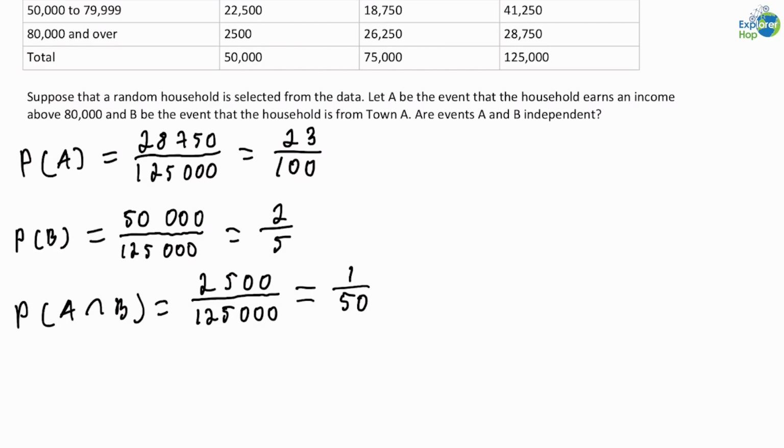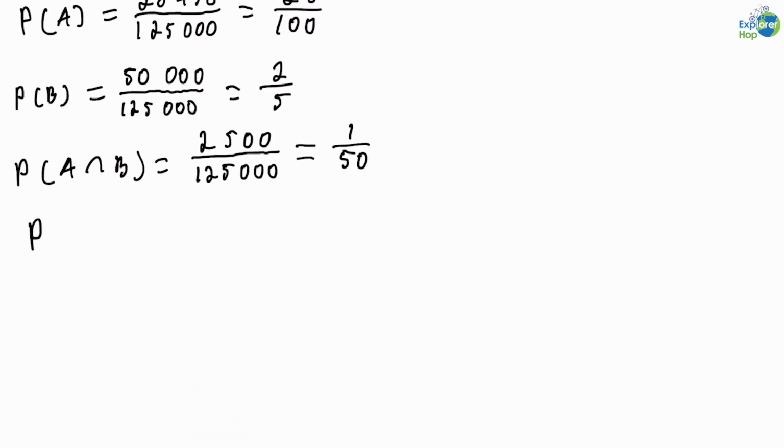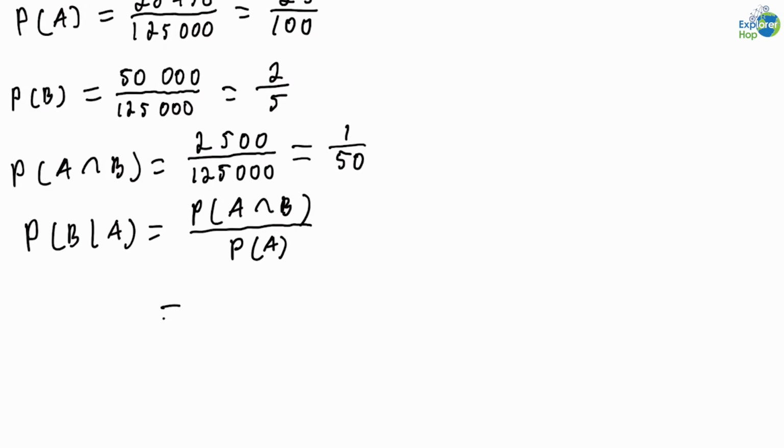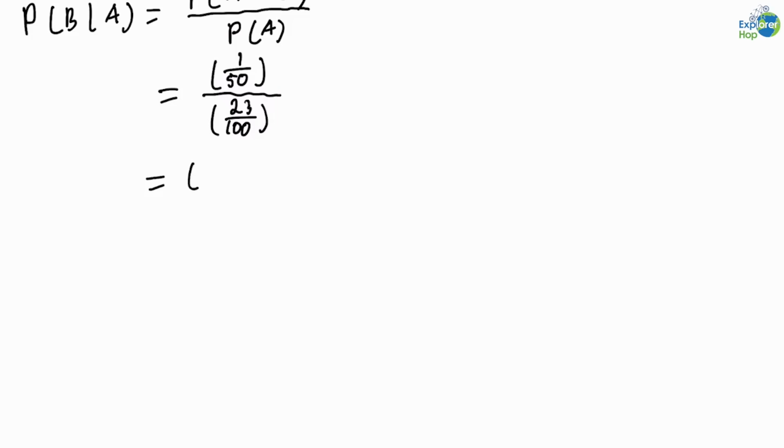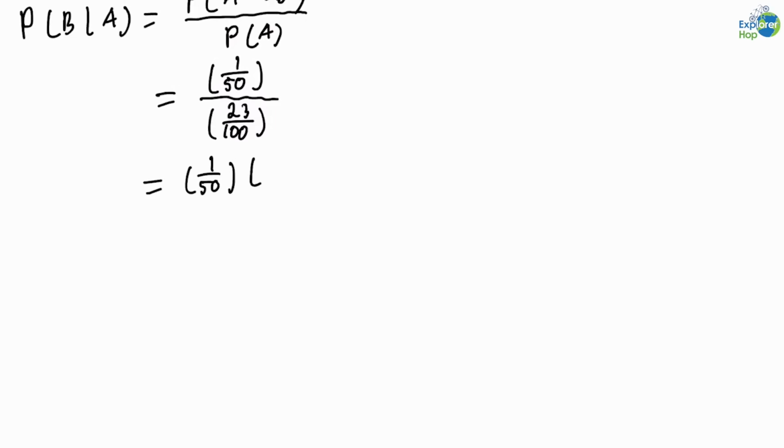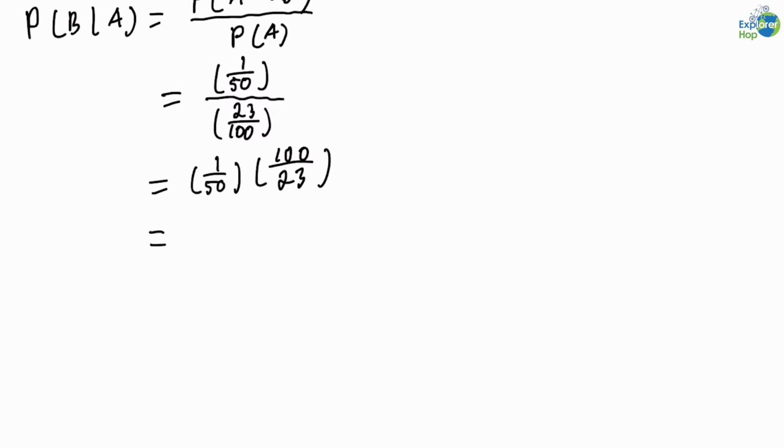And from here, we can now find the conditional probability of B given A. So the conditional probability of B given A is equal to the probability of the intersection of A and B divided by the probability of event A, which is equal to 1 over 50 divided by 23 over 100. And this is equal to 1 over 50 times 100 over 23, which is equal to 2 over 23.